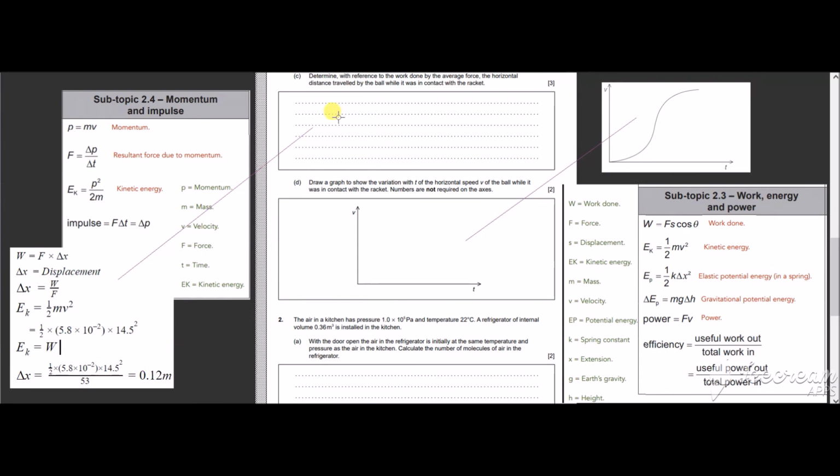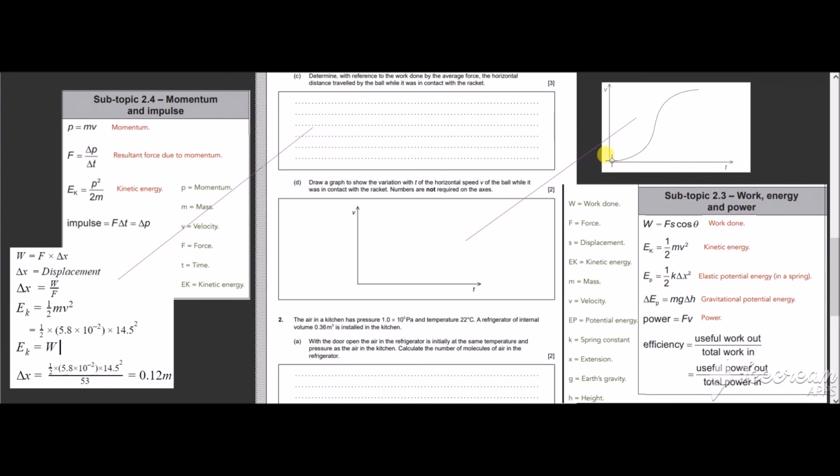As for part D, draw a graph to show the variation with t of the horizontal speed v of the ball while it was in contact with the racket. Numbers are not required on the axis. So to draw a graph, this is what the graph will look like.